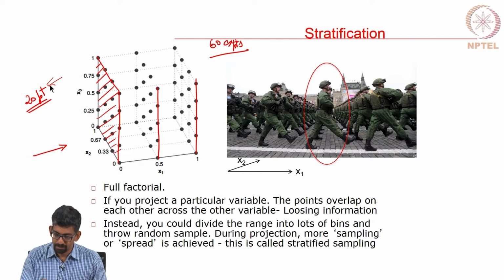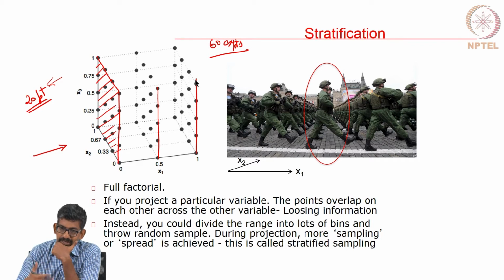So, there is a problem with the full factorial experiment kind of a situation. When you put them right behind each other, in a projection sense, you are getting only a fraction of the information. So, the idea of uniform sampling, uniform exploration, is great, but if you place them right behind each other, you are losing information. So, people wanted better ways to do it.